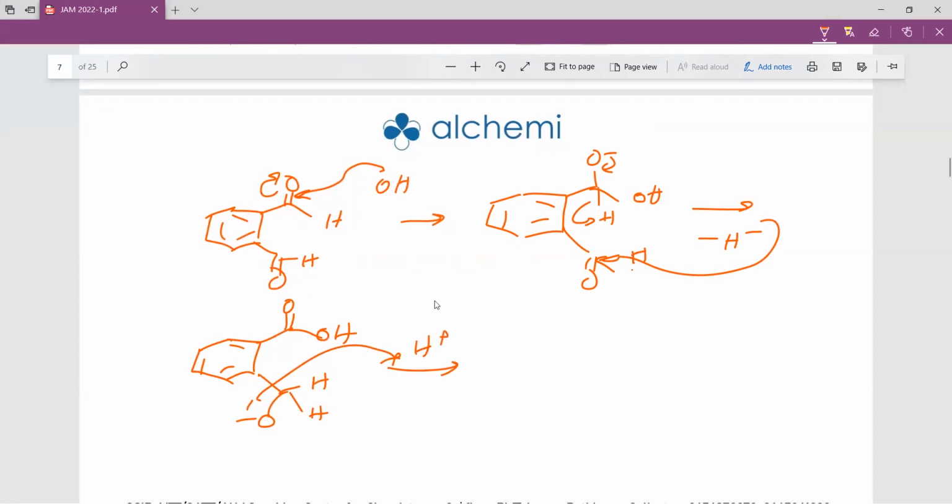And this will absorb the proton from solvent. Okay, so we'll get the product like this. Double bond OH. It will become OH. H. Okay, so this will be the product you will get.